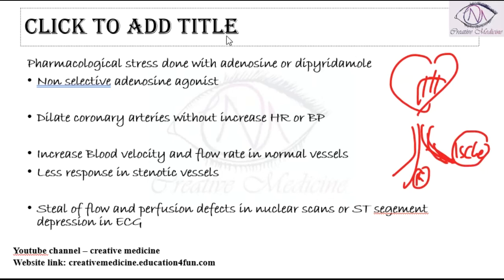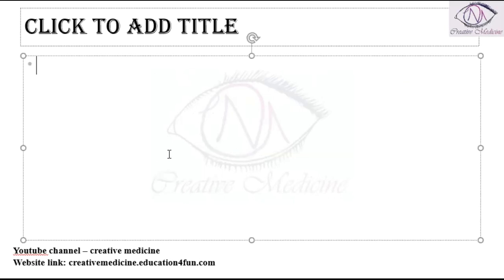Now what we do is increase the blood flow through the normal vessel. The normal vessel is dilated, so blood flow through it is increased. Obviously, when the blood flow through the normal vessel is increased, the ischemic vessel will have less blood flow. As a result, it causes a perfusion defect in the area supplied by this vessel. This is seen in the ECG as ST segment depression, or in nuclear scans as perfusion defects.